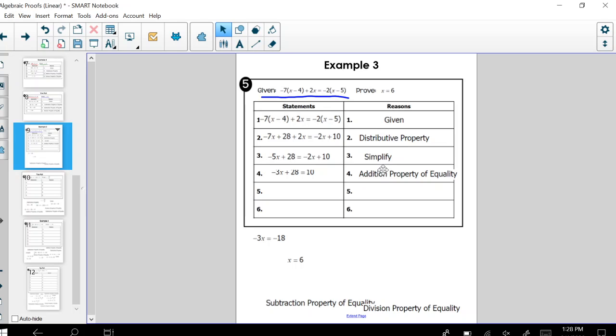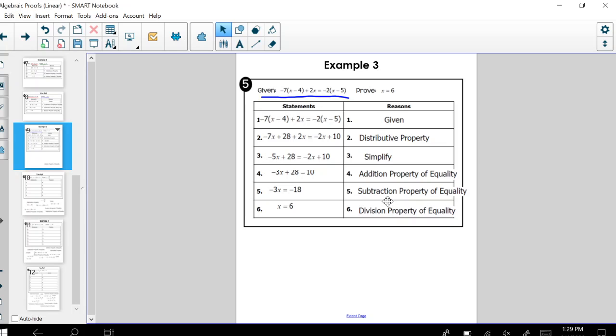Now I have a two-step equation. This is kind of what we started at in the last video. I'm going to subtract 28 from both sides, which would be my subtraction property of equality. Next step, which takes me again back to what I'm trying to prove, is that x equals 6. And how I go from step 5 to step 6 is by dividing on both sides. So my division property of equality.